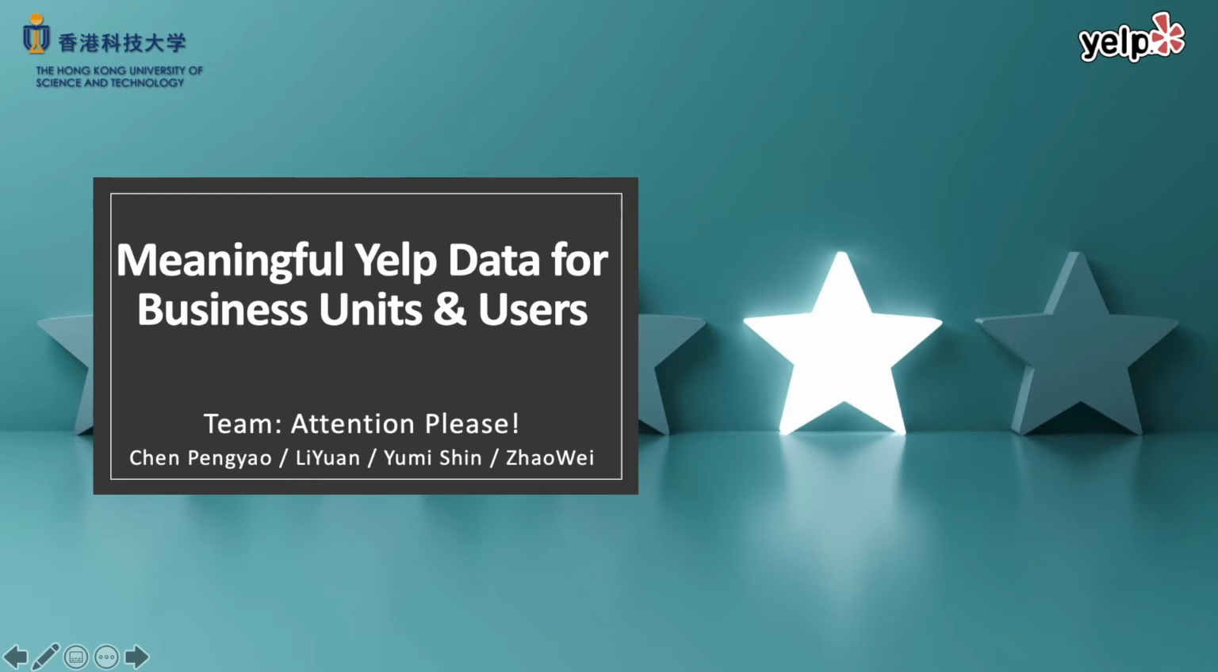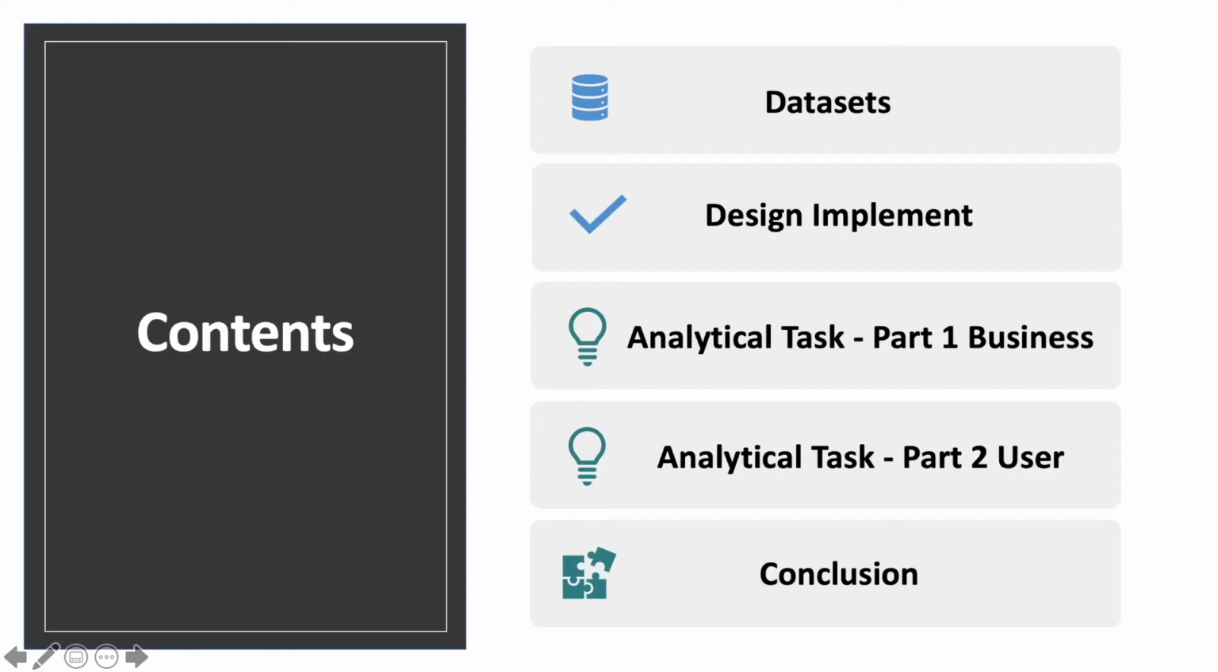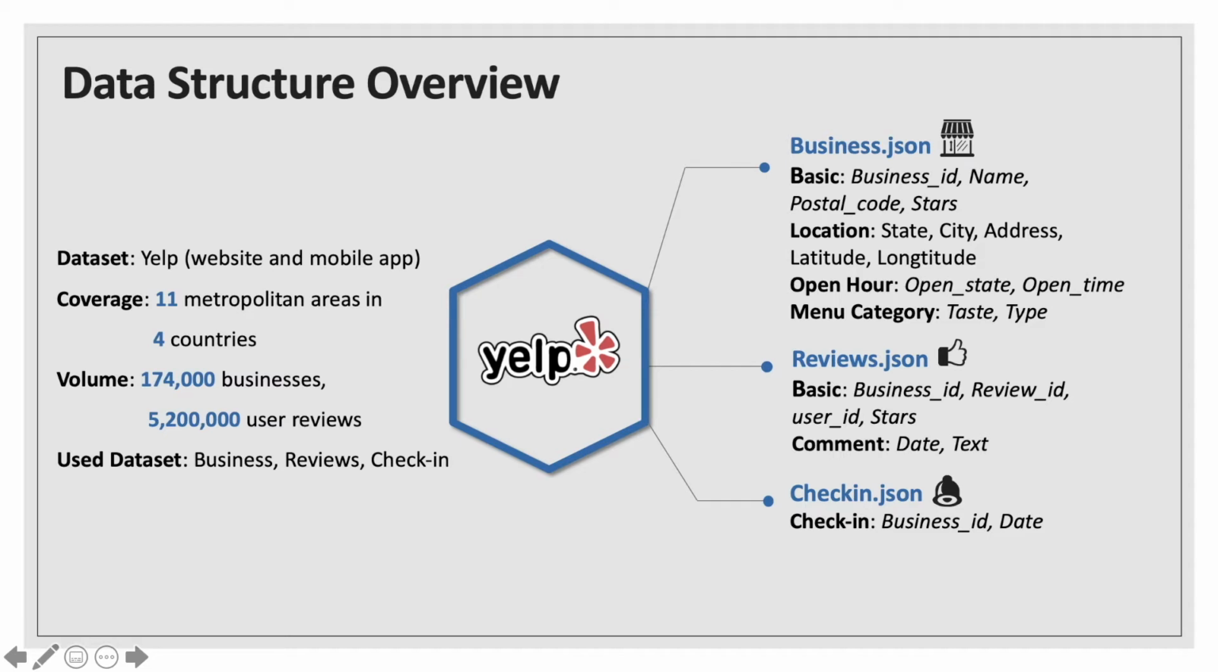Attention please. Our work is to find meaningful app data for business and users. My name is Zhao Wei. The other team members are Chen Pongyao, Li Yuan, and Yumi. The whole presentation includes 5 parts: the dataset we use, design implement, business part, user part, and finally, the conclusion. The dataset we use is a subset from Yelp's business, review, and user data.